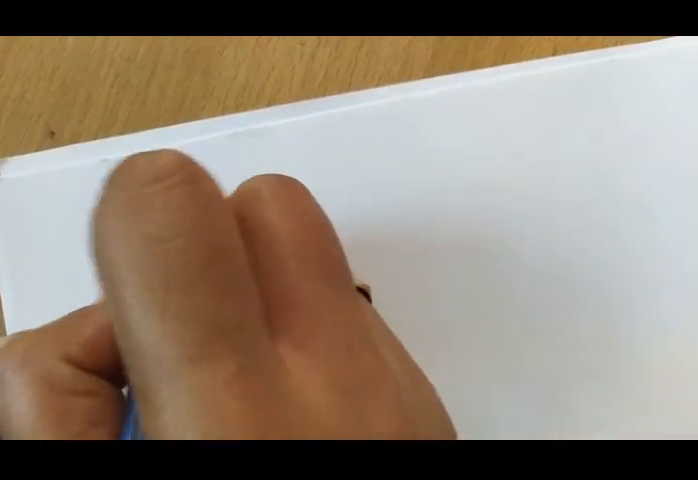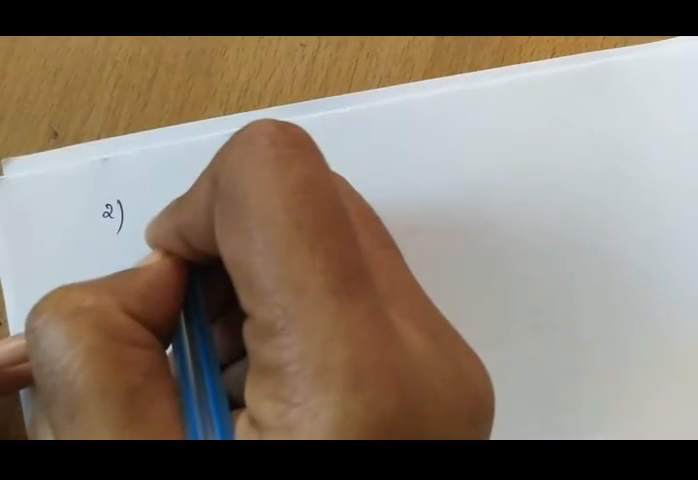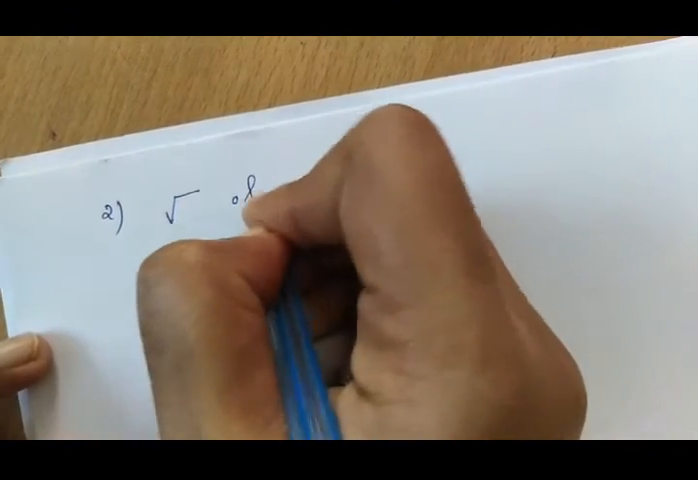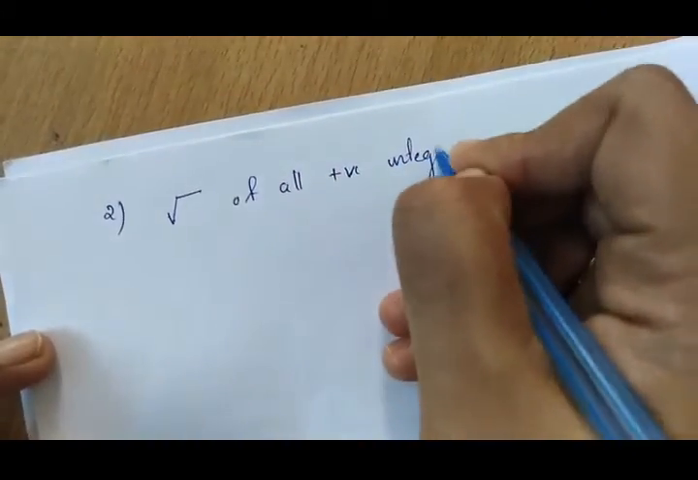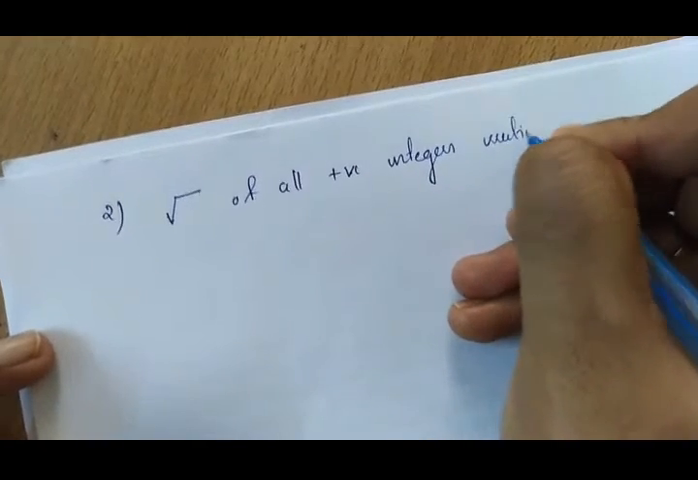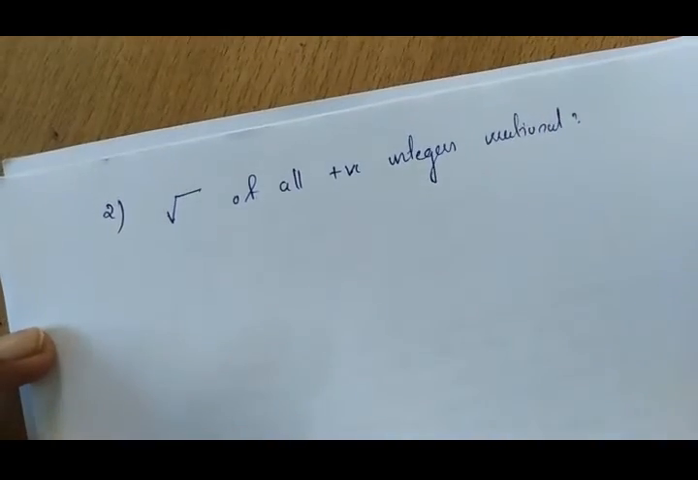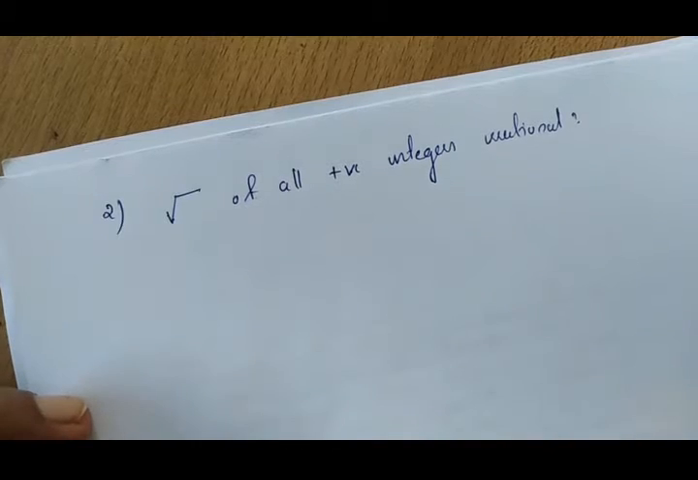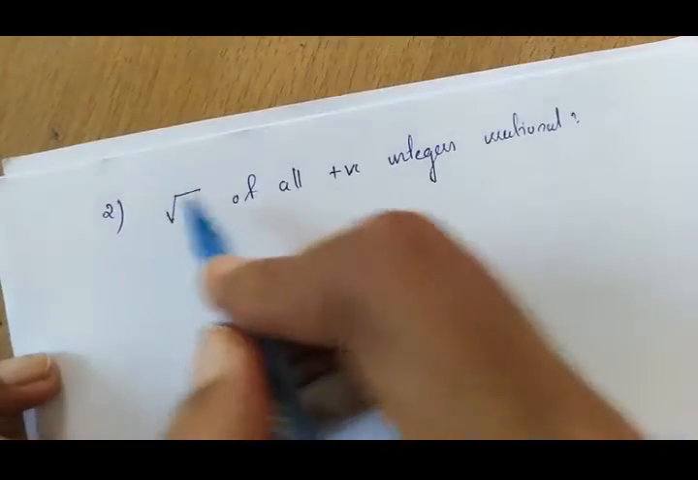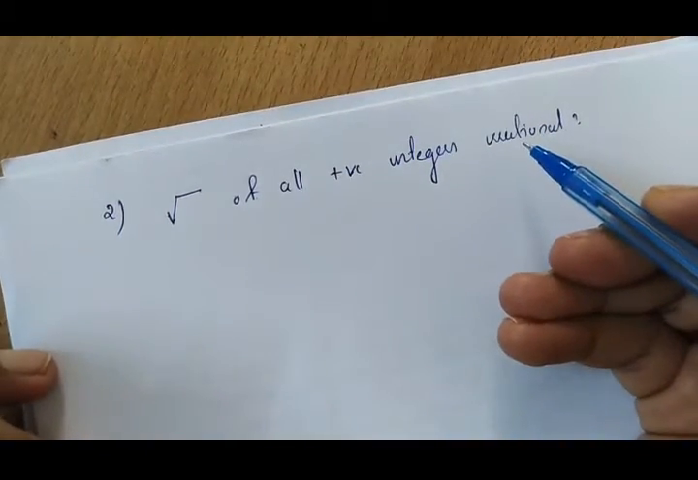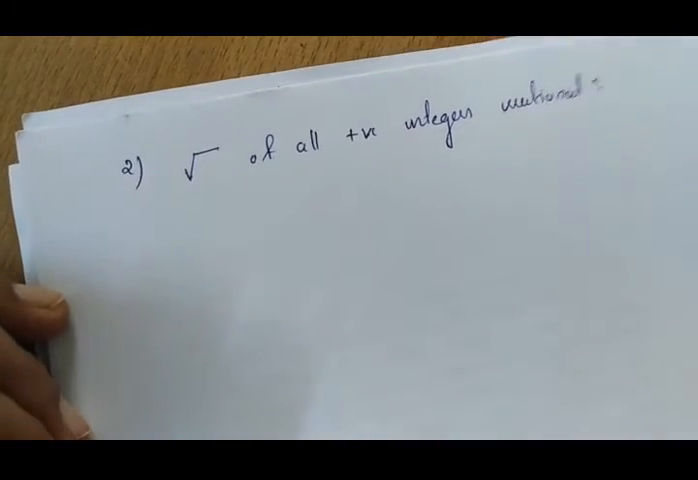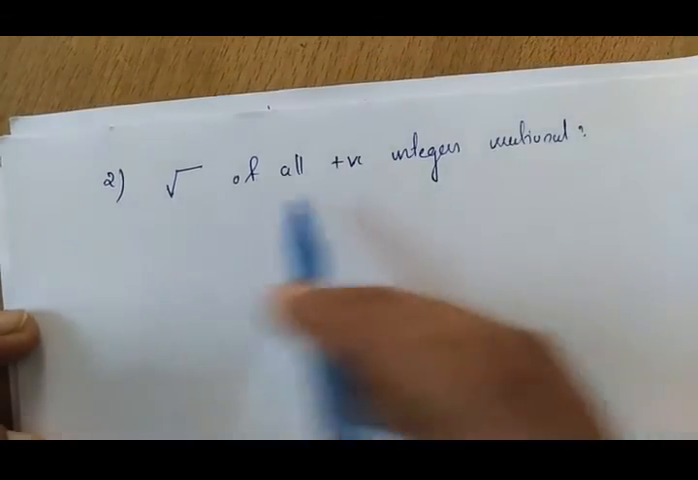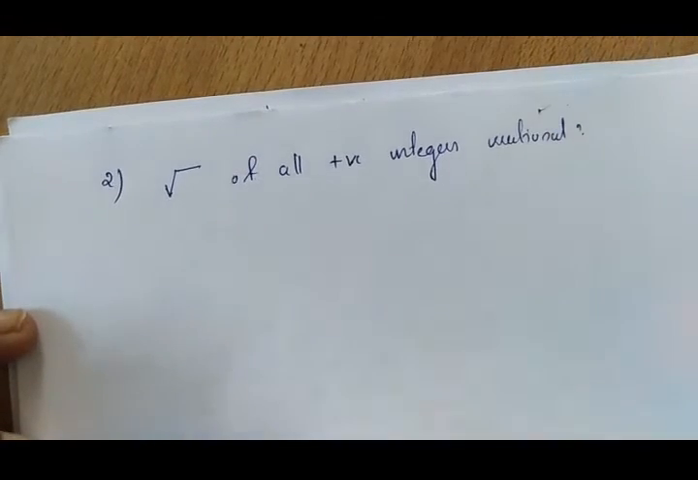Are the square roots of all positive integers irrational? If not, give an example of the square root of a number that is a rational number. That is, we have to prove this statement by giving an example.